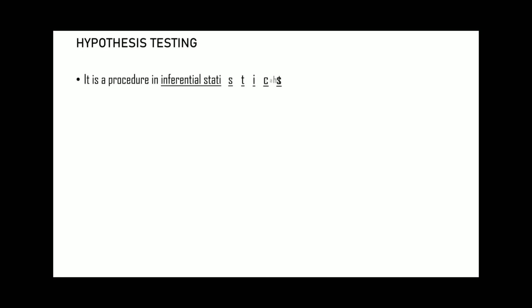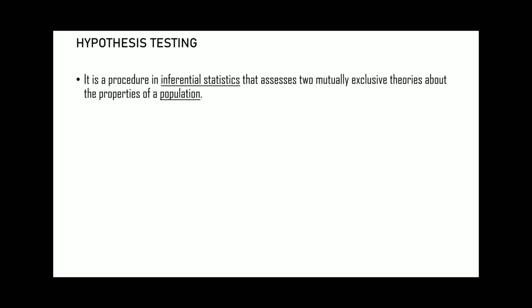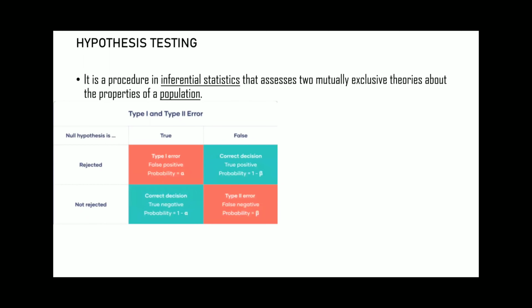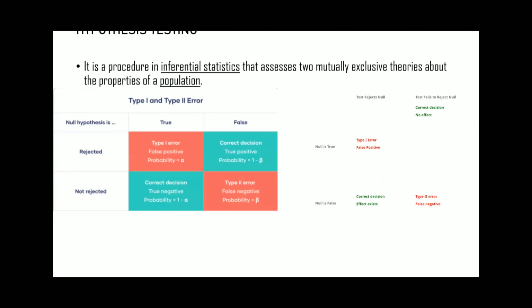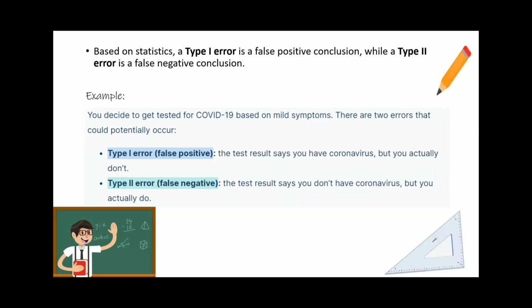Hypothesis testing is a procedure in inferential statistics that assesses two mutually exclusive theories about the properties of a population. The table below summarizes the four possible outcomes for a hypothesis test. In statistics, a type 1 error is a false positive conclusion, while a type 2 error is a false negative conclusion.